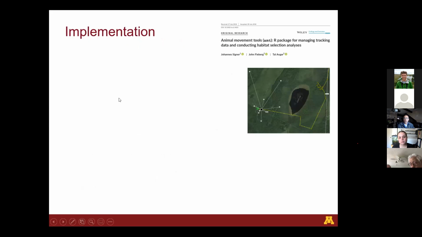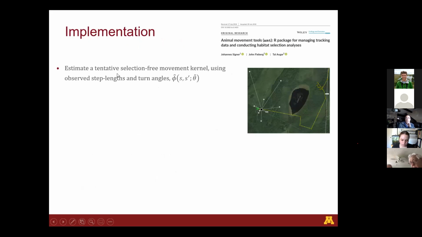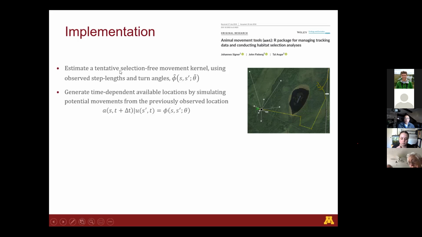To implement this approach, it's not that difficult, but it requires a little bit of thinking. So essentially what we have to do is first estimate these movement parameters. And typically that's done by fitting statistical models to observed step lengths and turn angles. So we estimate parameters in a step length distribution and a turn angle distribution. Then we use that fitted movement model to generate time-dependent availability locations by simulating movements. So that's depicted here. You could say this is where the individual is right now. You could generate random steps of different random lengths and turn angles to generate available locations.